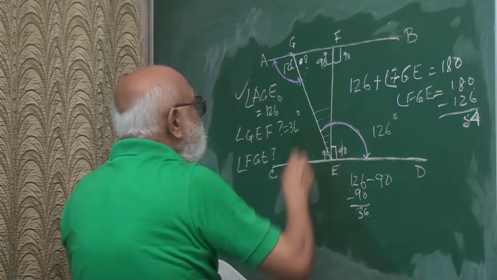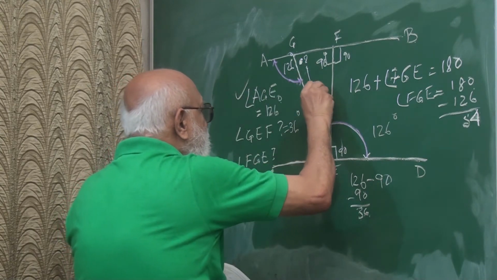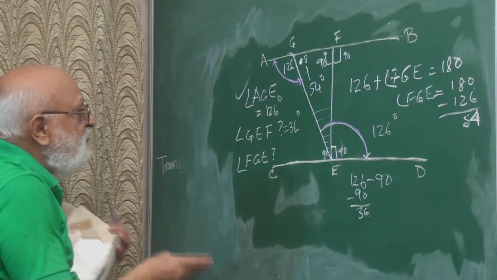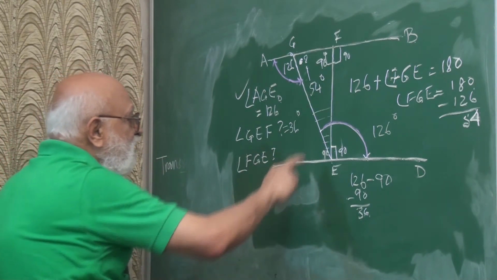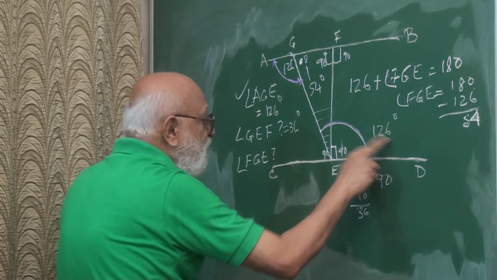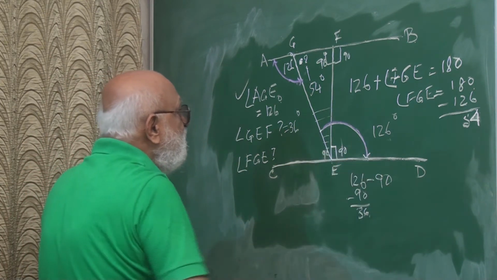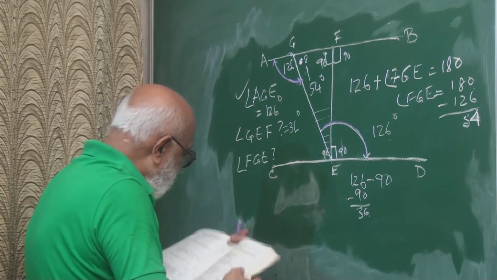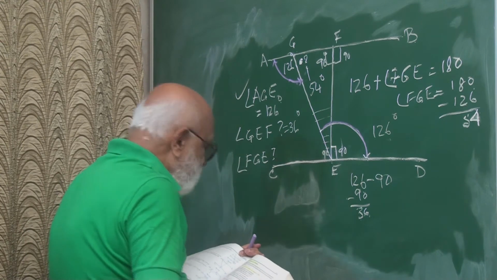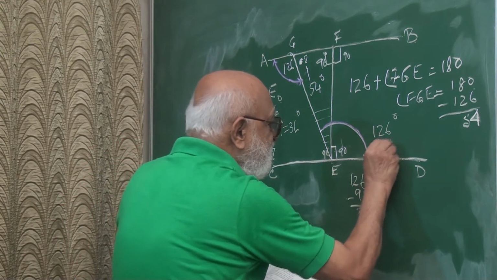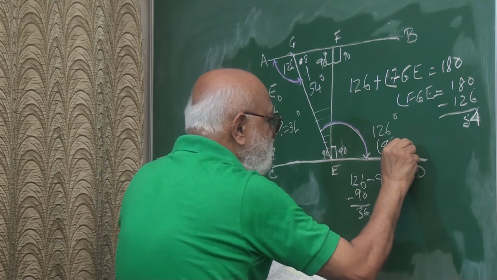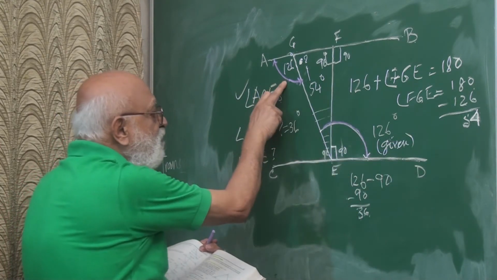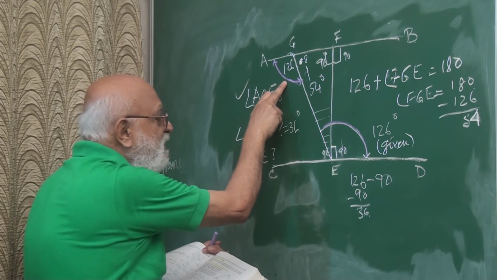So this angle is 54 degrees. Okay, this is done. Use your knowledge. This 126 is given. We don't have to worry about it. I have not written here GD 126. This is given. So from here I was able to find out this angle.